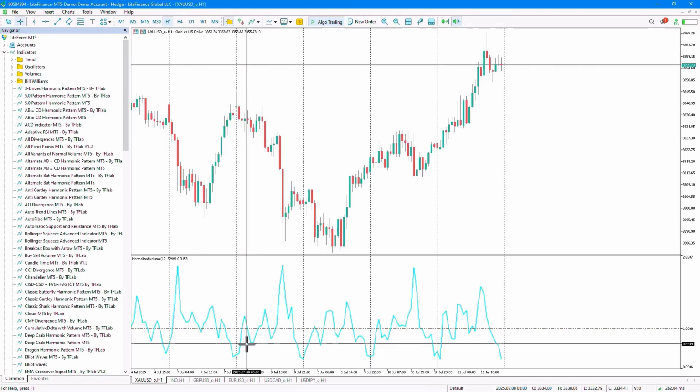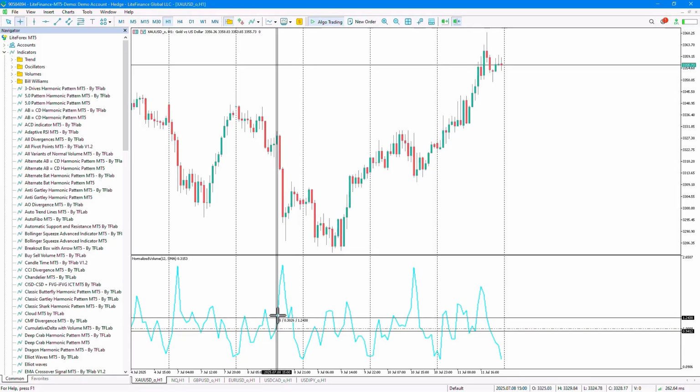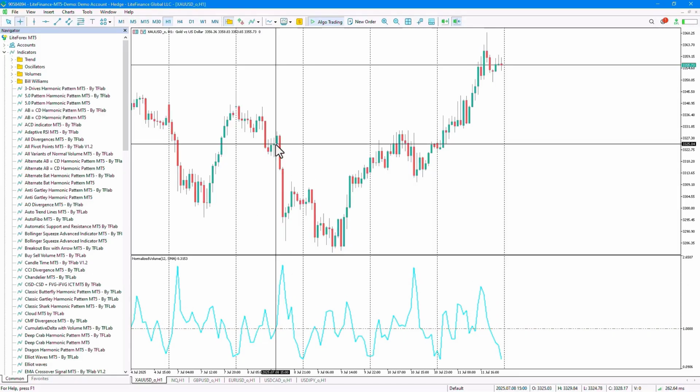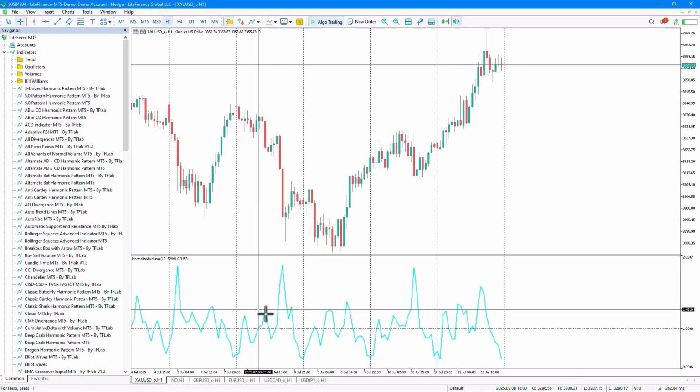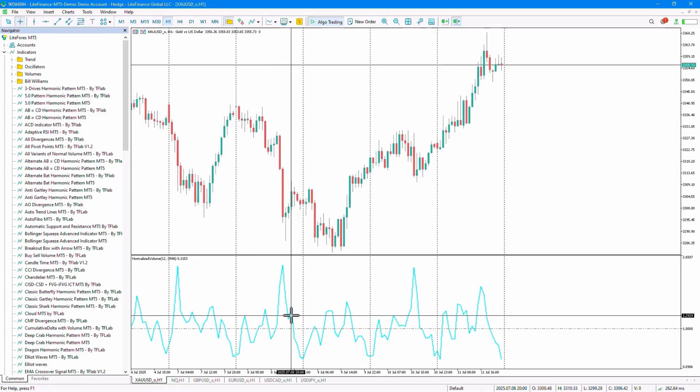In this section, we can see that the oscillator line has moved above the threshold level, and on the chart, two strong bearish candles have formed. After that, in the oscillator section, we see that the oscillator line has moved downward toward the threshold level, which indicates a decrease in volume and average in the market.